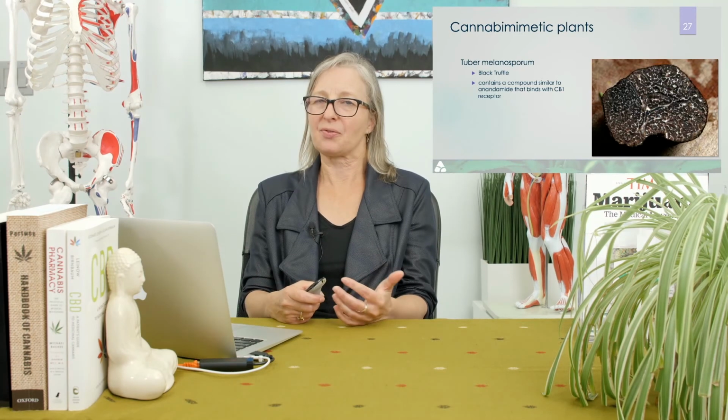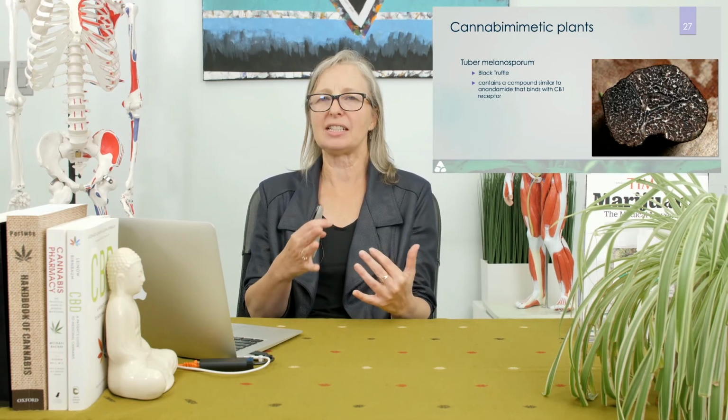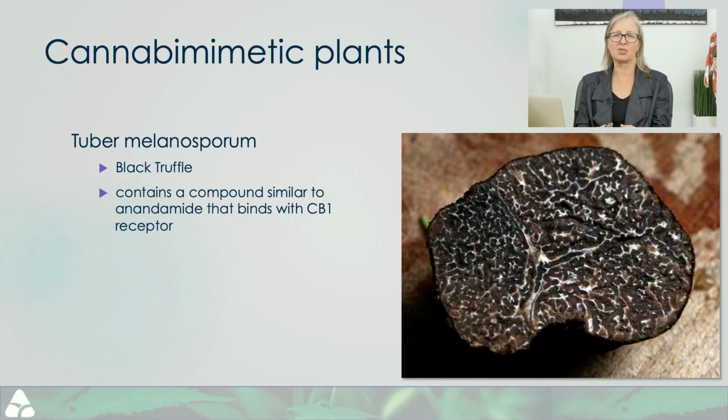Here's a black truffle. Not as common. It's very expensive. Really interesting industry around the truffle industry. There's special dogs that have been trained to kind of dig up the truffle plants. This contains a compound similar to anandamide, so again, that bliss molecule, and it does bind with the CB1 receptors. That could be why it's so well sought after, because it does help people to feel good without sort of going into that impaired state. So it could be the popularity of the black truffles.